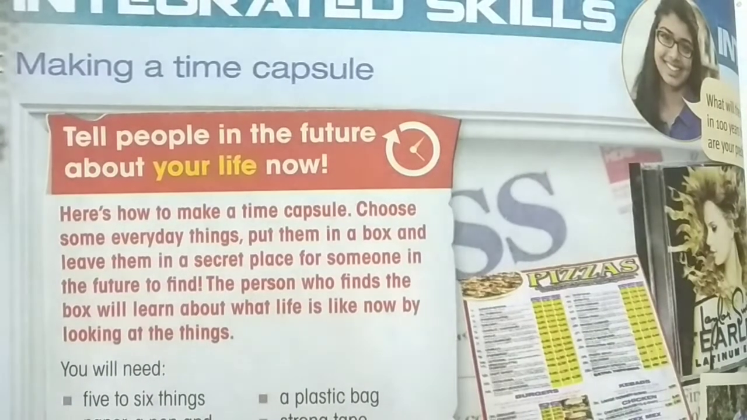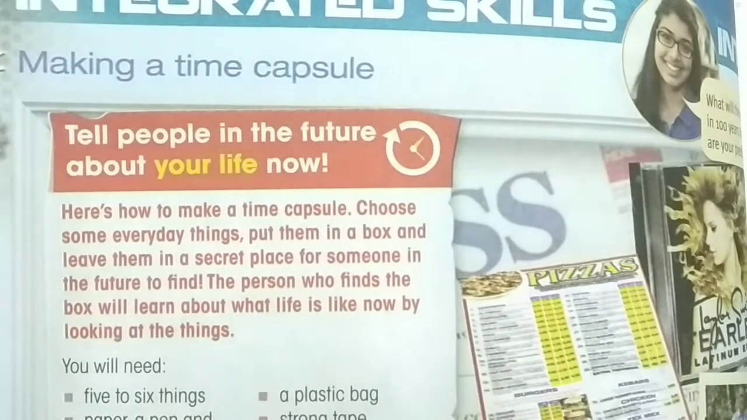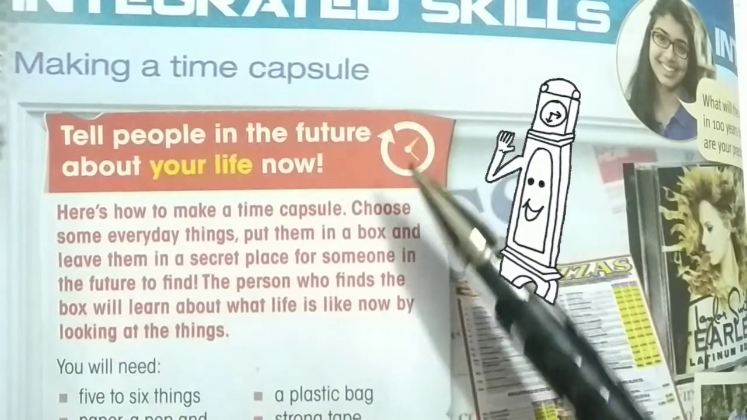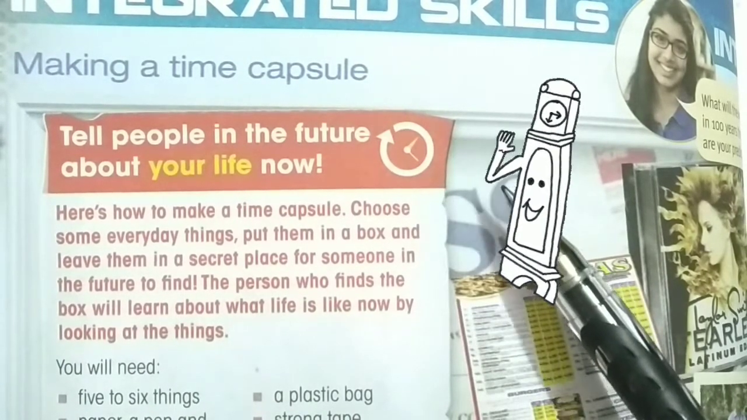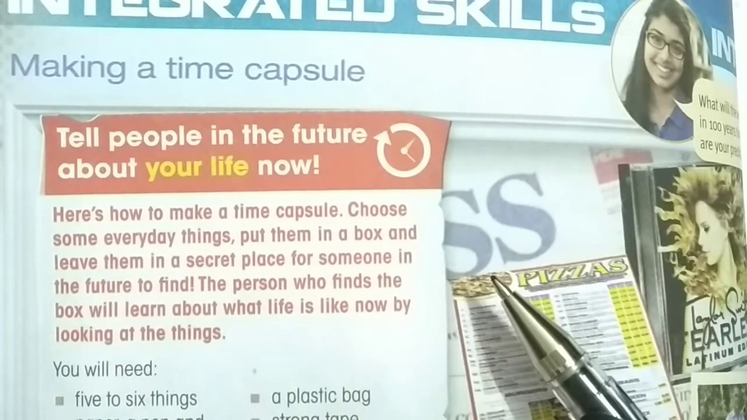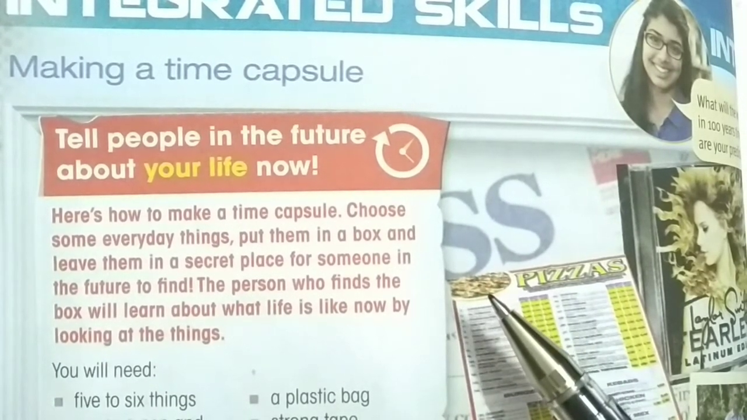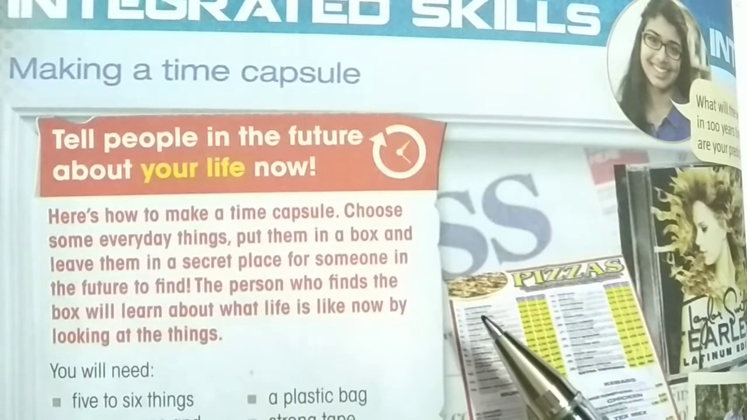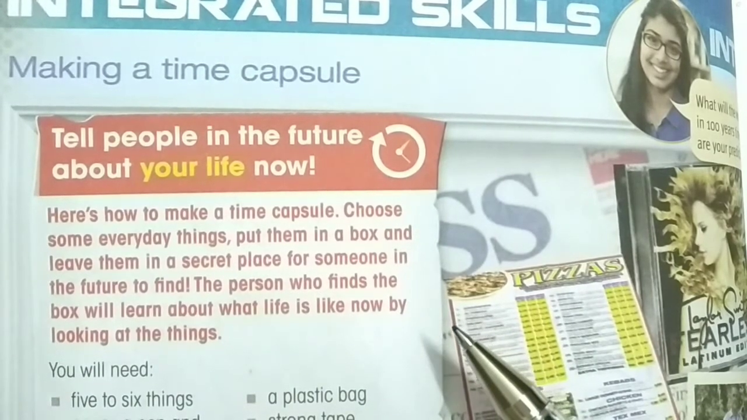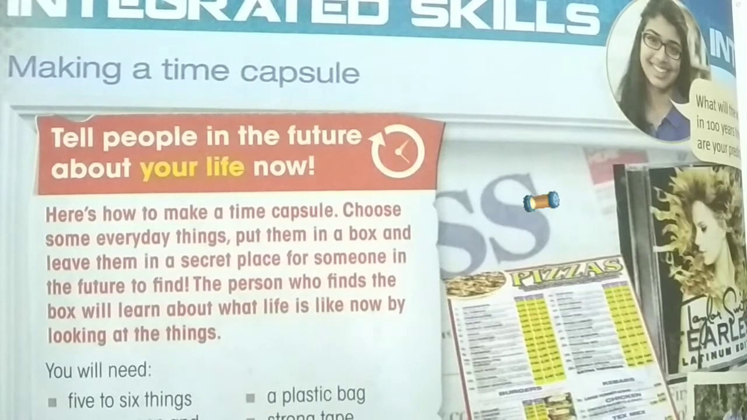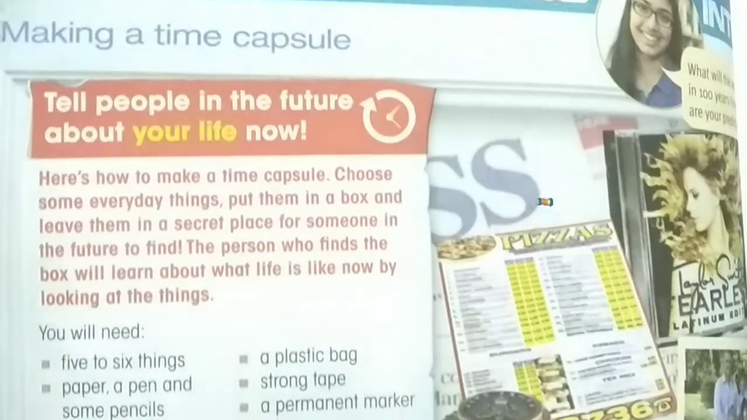Alright, let's take a look at the text here, making a time capsule. The title here says, tell people in the future about your life now, and there is a time icon that you can see here. Let's go through this text together. Here's how to make a time capsule. Choose some everyday things, put them in a box, and leave them in a secret place for someone in the future to find. And the person who finds the box will learn about what life is like now by looking at the things.